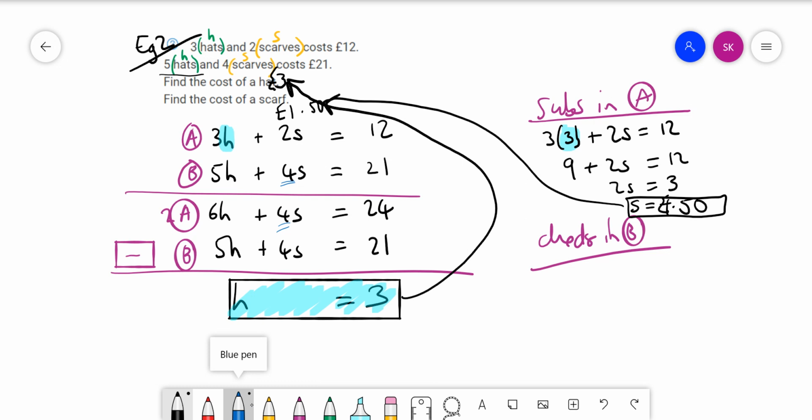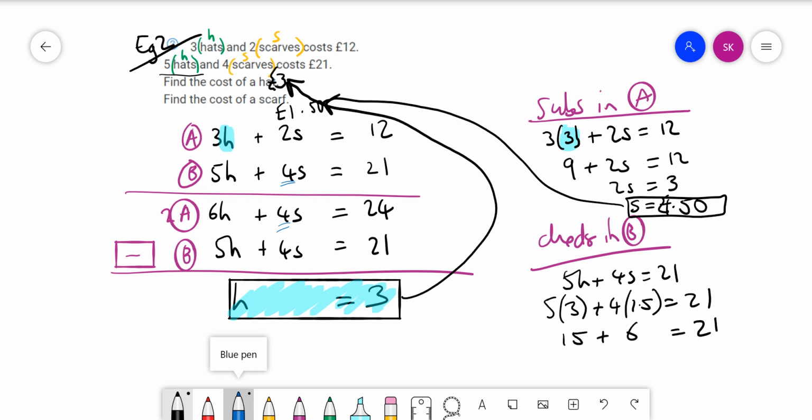If I sub in A, it checks in B. So instead of writing 5H plus 4S equal to 21, I'm going to substitute both the values that I found. So instead of H, I've got 3. Instead of S, I've got £1.50 or 1.5. That's 15. That is 6. And I get 21 equal to 21. Boom. Correct. Well done, me.